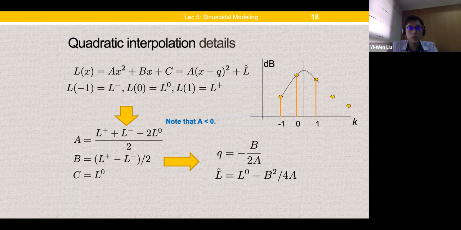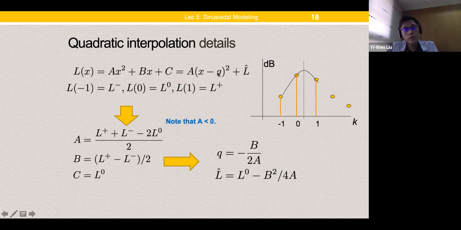And then to fit a parabola, the parabola has this formula: Ax squared plus bx plus c, which can be factorized as a times (x minus q) squared plus L hat. First of all, since we are fitting near a local maximum, this A is always negative, okay? Actually, A in terms of the heights L has this expression, and you can see that A is always negative because it's concave down. The peak is pointing up, right? So first of all, A is always negative.